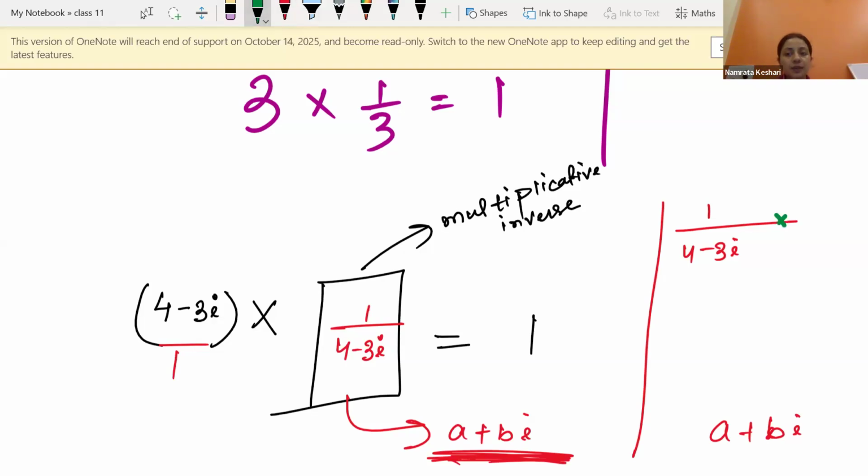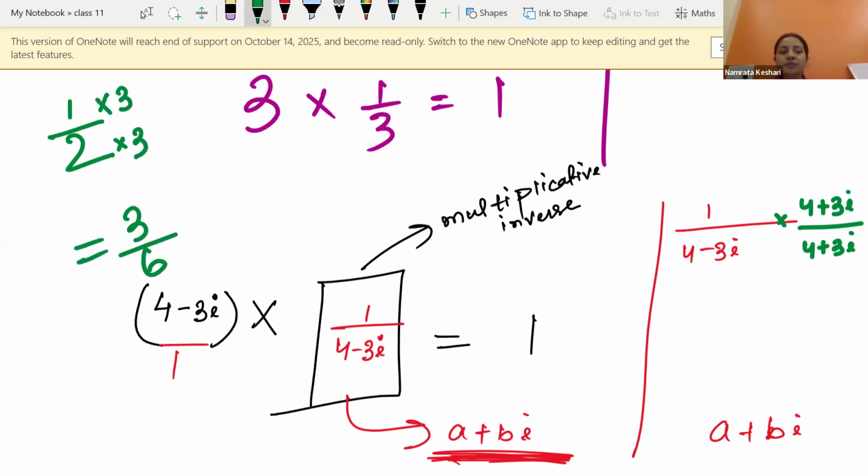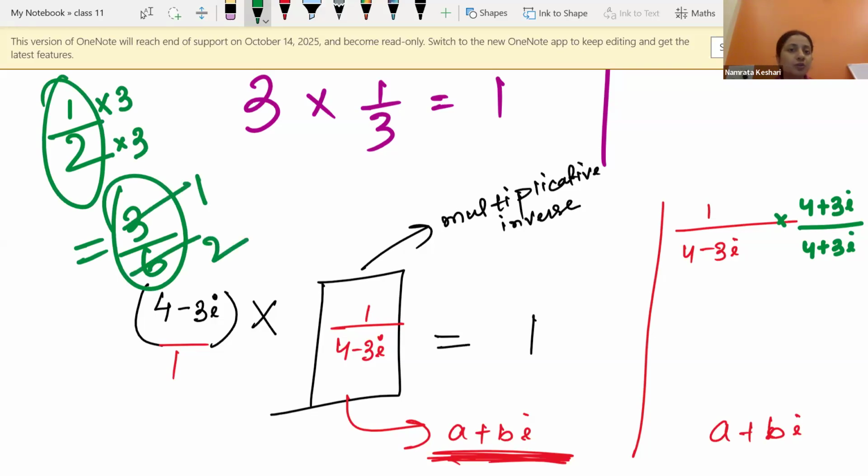Here we will multiply with 4 plus 3i in the numerator and 4 plus 3i in the denominator. When you multiply the same term in the numerator and the denominator of a fraction, you are not changing the fraction. I always give the example: if you have 1 by 2, and I multiply 3 in the numerator and 3 in the denominator, the result is 3 by 6. Now 1 by 2 and 3 by 6 are the same thing. Do you know that?